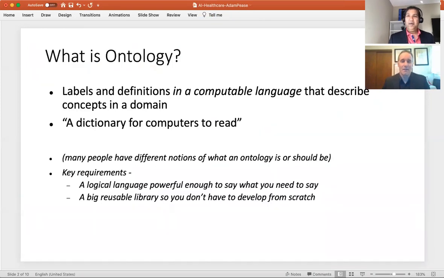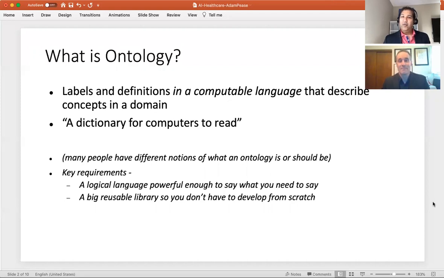So my definition of ontology is essentially it's a dictionary for computers to read. It has a lot of concepts, and those concepts are defined. But the key to differentiate an ontology from a human readable dictionary is that the definitions are in a computable language. They're in a particular mathematical language that the computer can understand. And as I talked about in our last session, there are really these two requirements. Your language in which you state the definitions has to be very expressive. You have to be able to say everything you want to say, and you've got to have said a lot of things so you're not writing the dictionary from scratch yourself. There's got to be your big reusable library, and that's what we have.